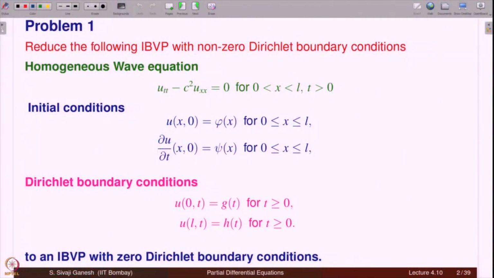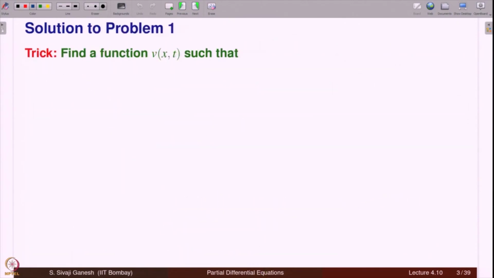The first problem is to reduce the following initial boundary value problem with non-zero Dirichlet boundary conditions. Here u(0,t) is g(t), u(l,t) is h(t). This is a problem we considered in the last class with g equal to 0, h equal to 0. At that time we mentioned that this problem can be reduced to an IBVP with 0 Dirichlet boundary conditions. So, the question is how to do it, that is what we are going to discuss.